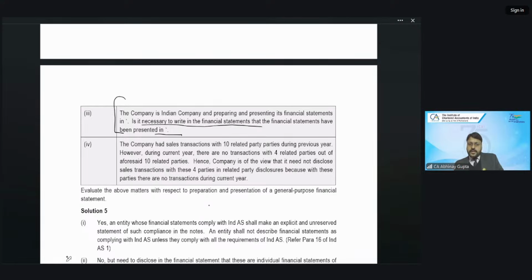And the fourth: the company had sales transactions with 10 related parties during the previous year. However, during the current year, there are no transactions with 4 of those 10 related parties. Hence, the company is of the view that it need not disclose the sale transactions with these 4 parties in the RPT disclosures. So, these are the 4 key matters.